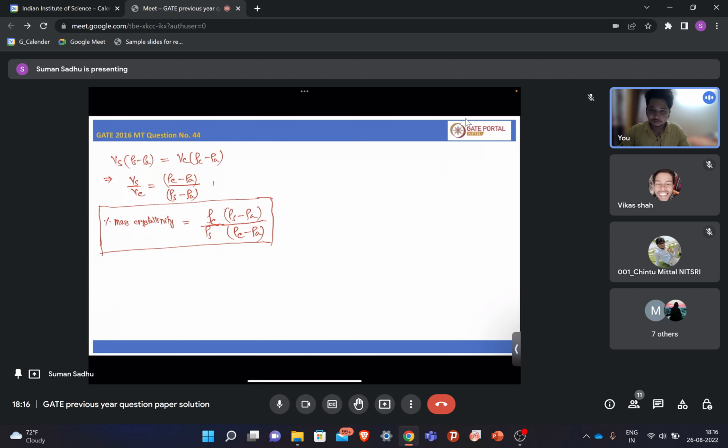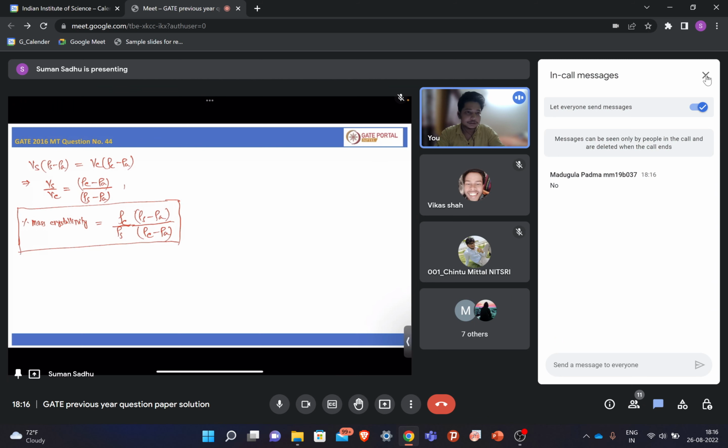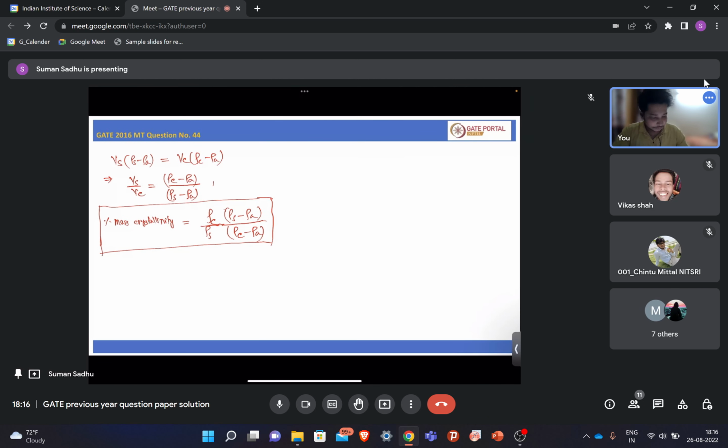So to solve this question, you can also remember this formula directly, and you can approach this question easily using this formula. So does anyone have any doubt till now about how we got this relationship? Okay, then now let us see what values are given to us.